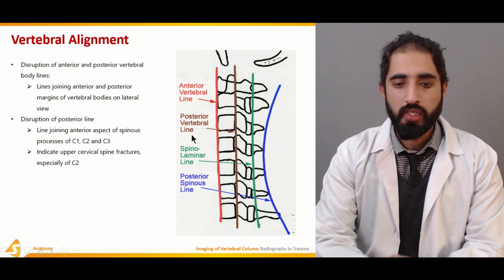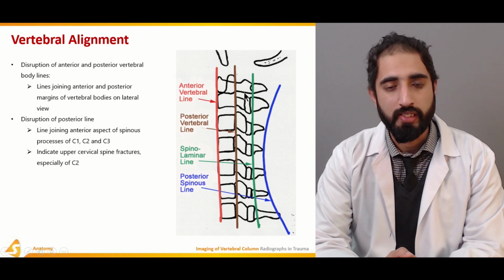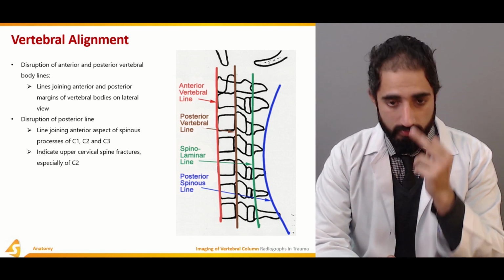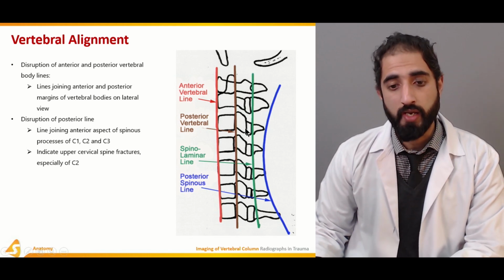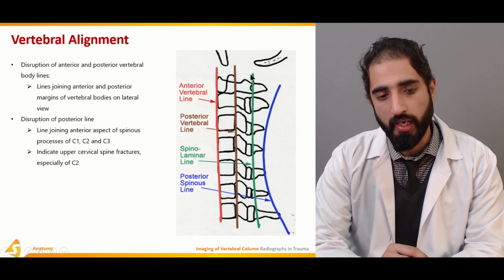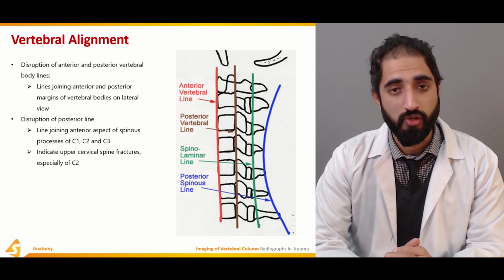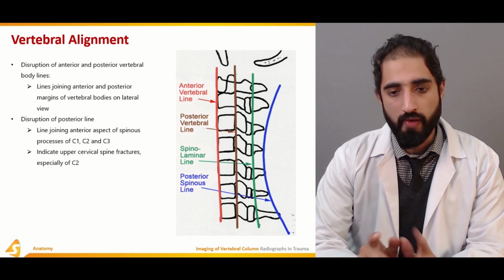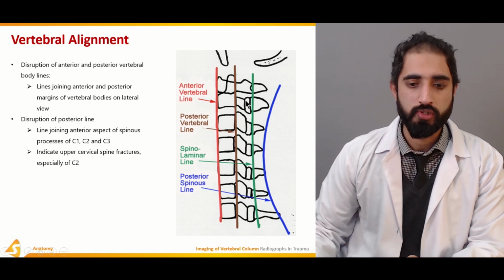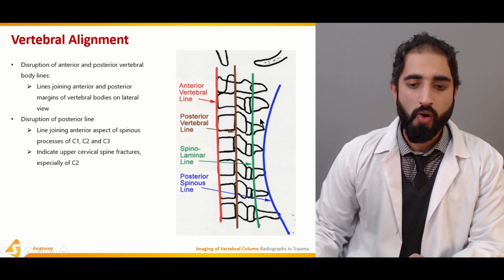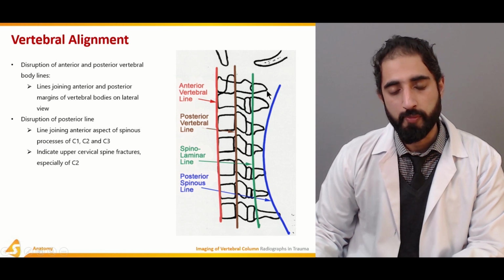Now, disruption of the line joining the anterior aspect of the spinous process of C1, C2, and C3, which is known as the spinolaminar line, can indicate an upper cervical spine fracture, most commonly involving C2. There's another important line, the posterior spinous line, which is formed by joining the posterior tips of the spinous processes.